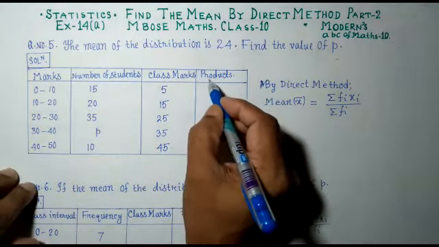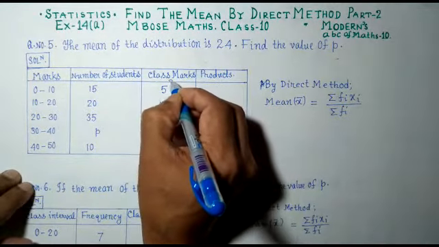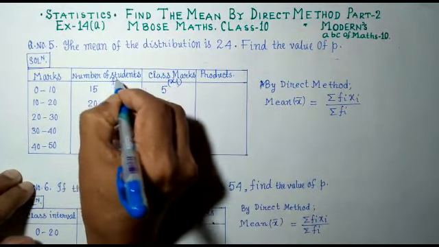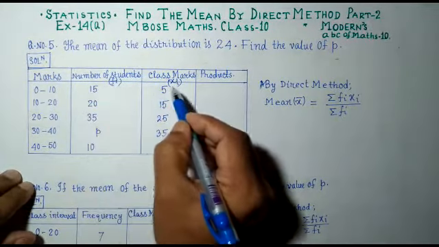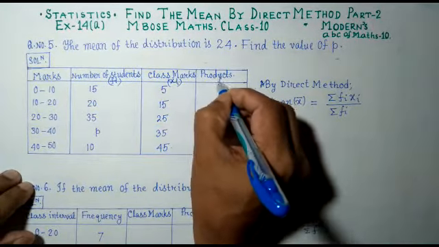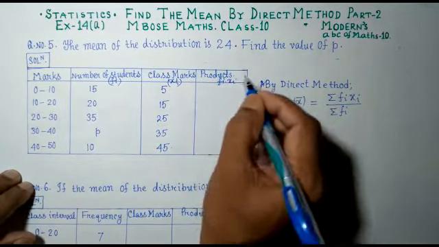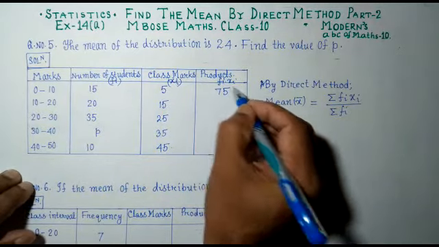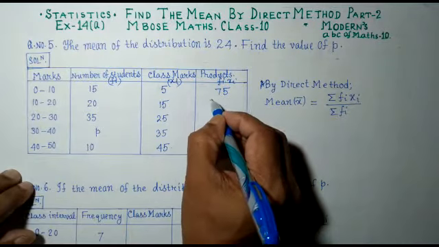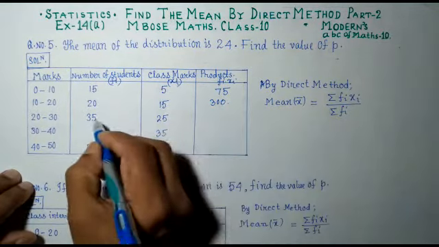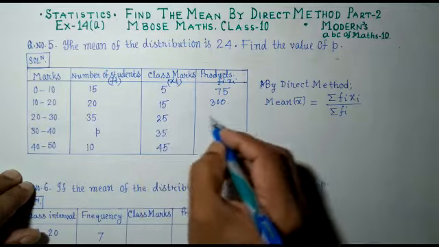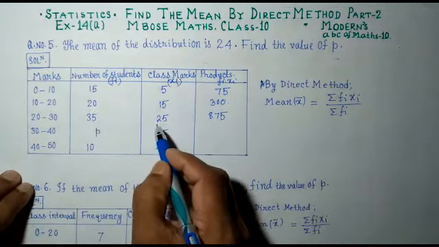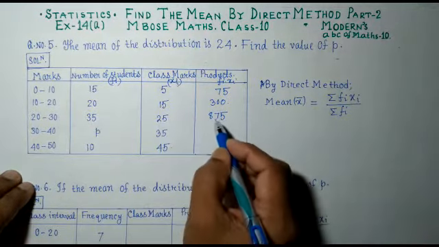And now we will find the product. Class mark in symbol is xi, we write here, and number of students in symbol is fi. So we multiply fi by xi, that is our product. So we write here fi into xi. So multiply 15 by 5, it will be 75. Then 20 by 15, it will be 300. Then 35 multiplied by 25, it will be 875. So you can multiply this 35 by 25 separately to get it.